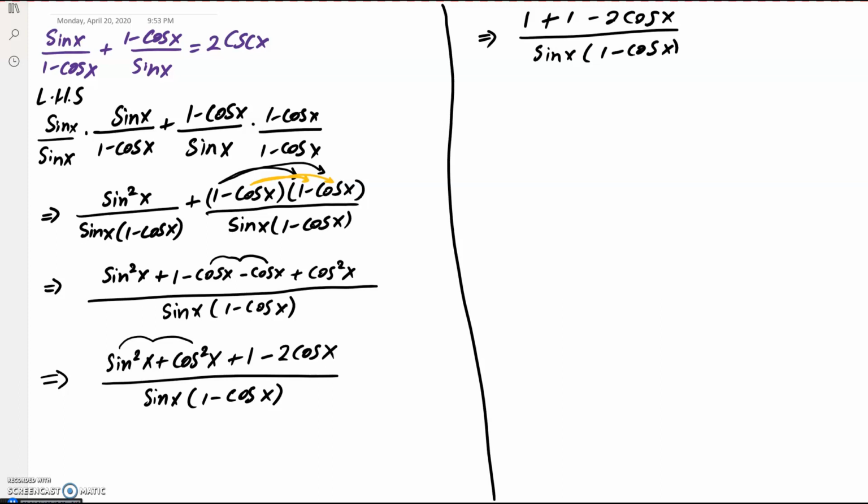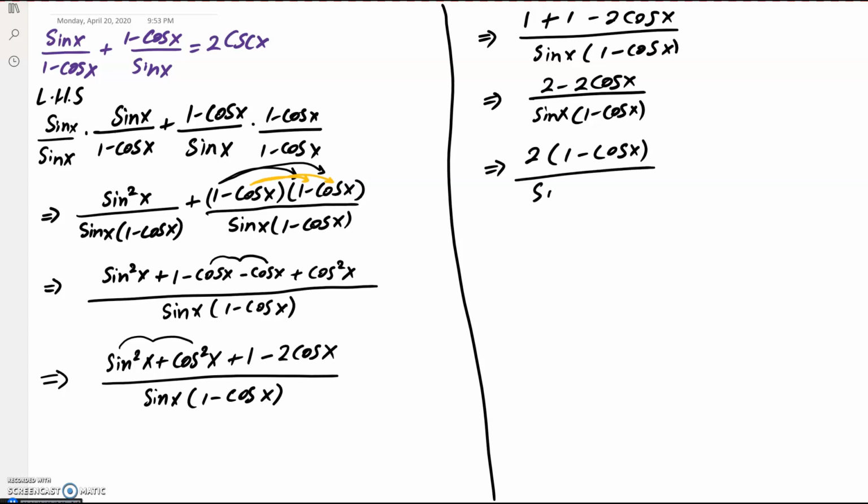Now let's simplify it again. 1 plus 1 is 2, 2 minus 2 cos x over the denominator, which stays the same. Now in the numerator you can see that you can take 2 as a common factor, and you will be left with 1 minus cos x over sine x times 1 minus cos x. Clear? Now we can cancel out 1 minus cos x and 1 minus cos x. You will be left with 2 over sine x.